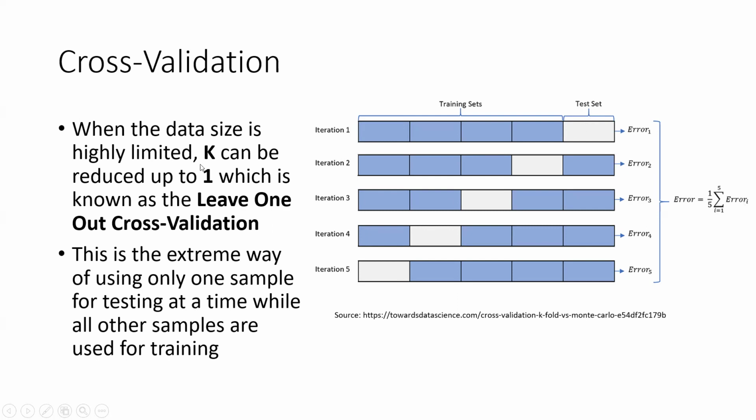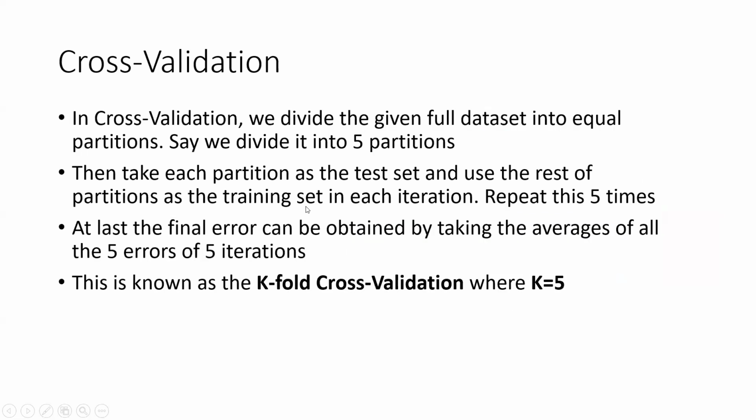We can also take k as 1, which means at each iteration we are taking only a single data point for testing and using all the other data points for training, and you have to do the iterations up to the number of data points. So if there are n data points, you have to have n iterations and get the average of the errors. So this is known as leave one out cross validation. This is a special case of k-fold cross validation, where we divide the data set into k partitions.